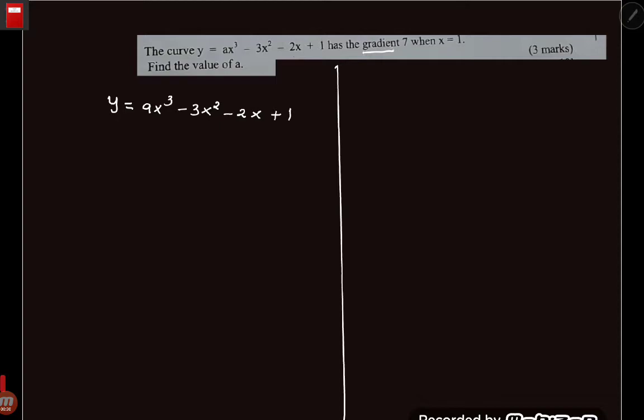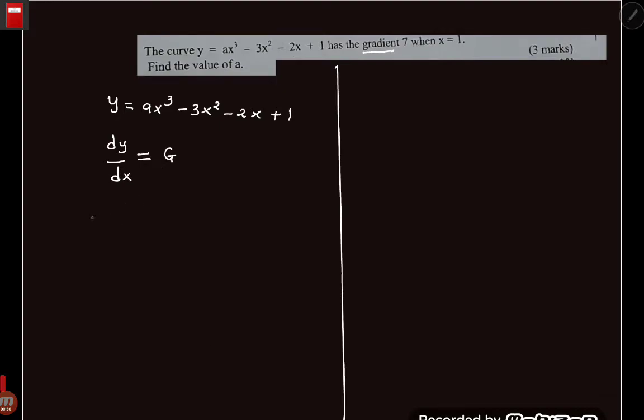The gradient of this curve is gotten by getting dy/dx, because the line has variables y and x. So dy/dx is equal to the gradient. dy/dx implies that we differentiate.